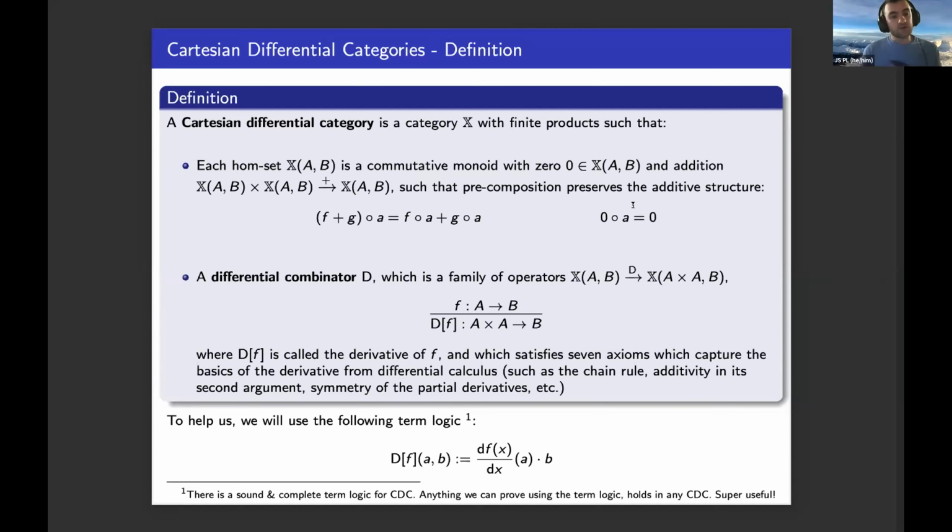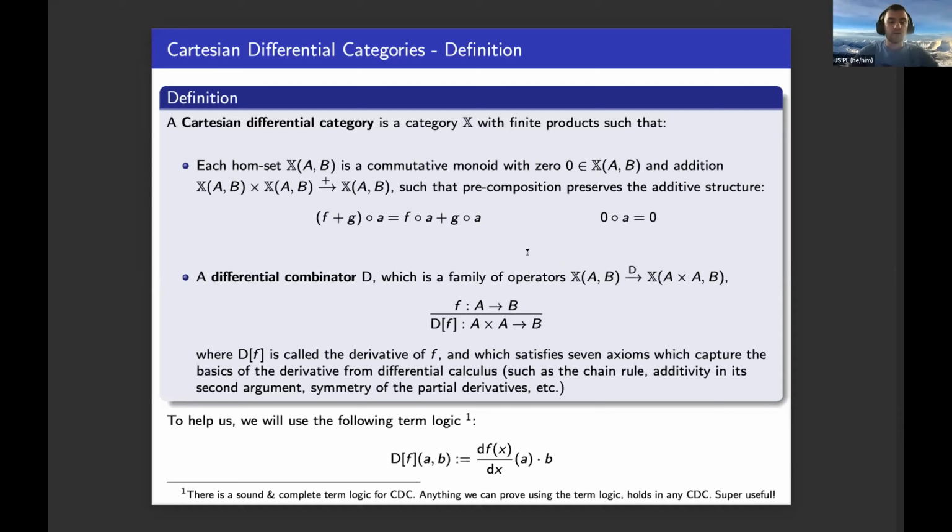A CDC also comes equipped with a differential combinator, which explicitly is a family of operators of this type, which for every map f spits out d of f, now of type a cross a to b. And d of f is called the derivative of f. This satisfies 7 axioms, which capture the basics of the derivative from differential calculus. This includes the chain rule, additivity in the second argument, symmetry of the partial derivatives, etc.